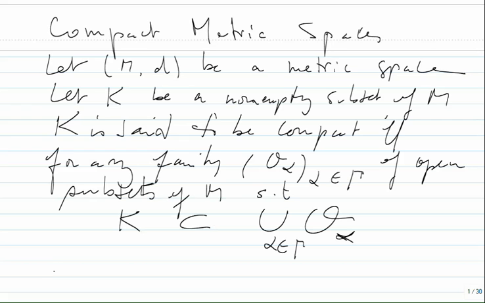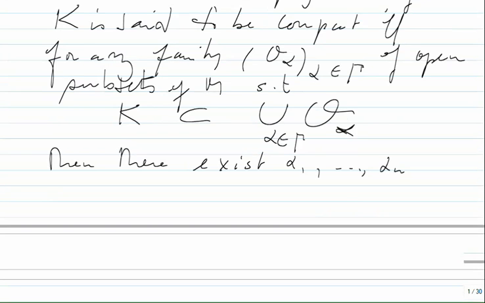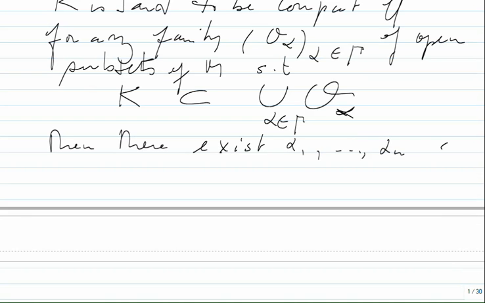then there exist finitely many of them. There exist alpha_1, ..., alpha_n in Gamma, such that K is in the union O_alpha_1 union ... union O_alpha_n. So we only need finitely many of them that cover.